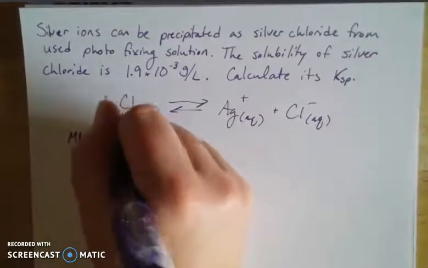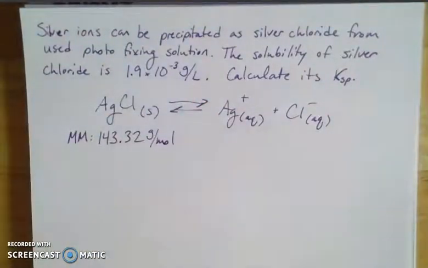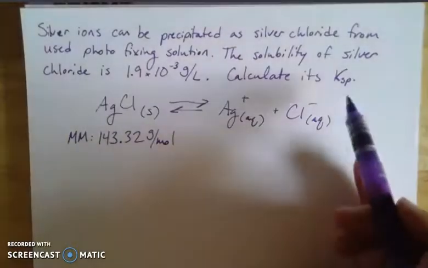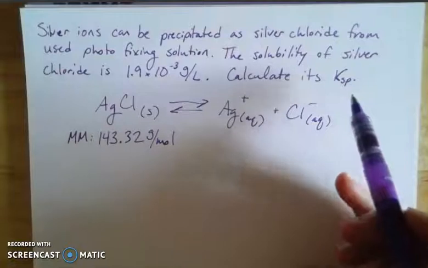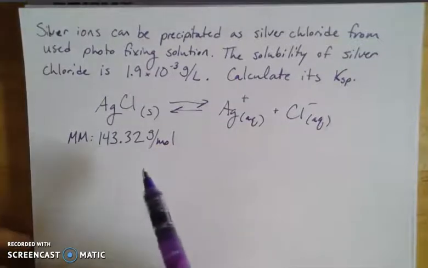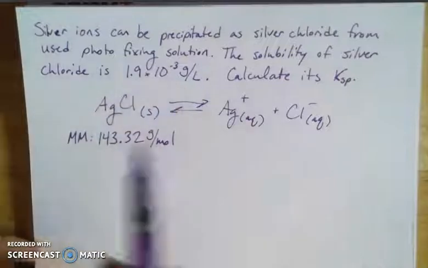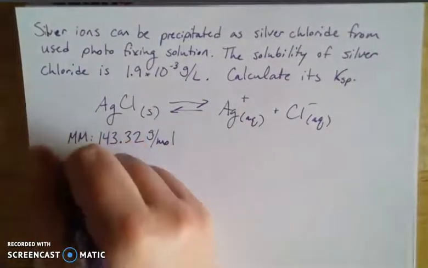Okay, so if I look up my molar mass of silver chloride, then I find that it's 143.32 grams per mole. And this is going to be important because if I want to find the KSP, and I'm talking about equilibrium constants, then that should trigger the need for an ICE box. I must have to make an ICE box. But in order to make an ICE box, I need to have molar concentrations. So right now I just have grams per liter, but if I know my molar mass, I can get to moles per liter. So let's do that.